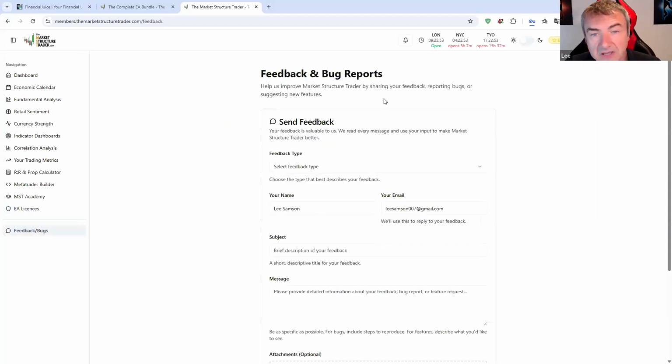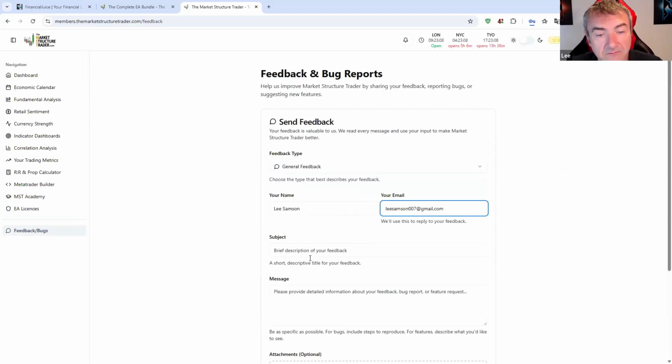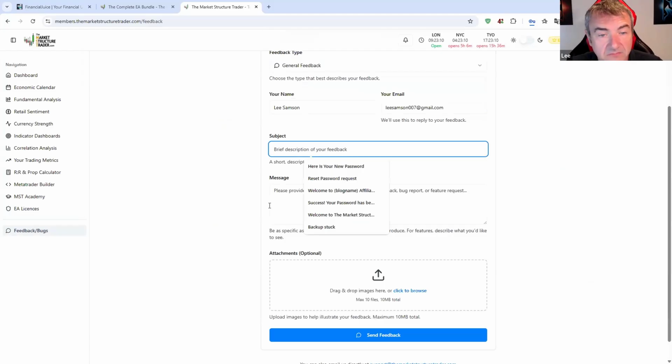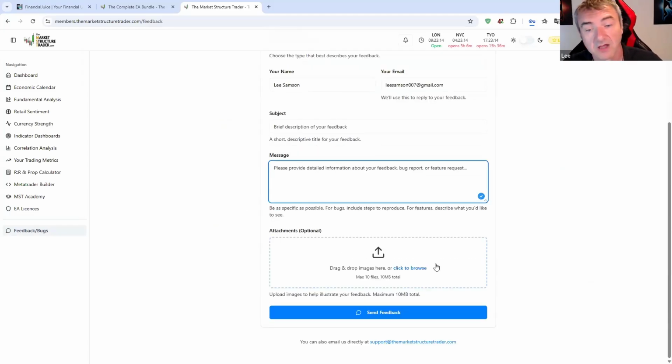We also have a feedback bug section here. Obviously this is a new website at the moment, but equally it will be developed. So if you find any bugs or you've got any feedback or suggestions, select your feedback type: bug report, feature request or improvement, or general feedback. Then fill out your information, select the subject and the message. If there's a screenshot of the problem, or something you wanted improved and you'd like to send a screenshot, you can add that there, just drag and drop it or click to browse, and then press the button and that will send.